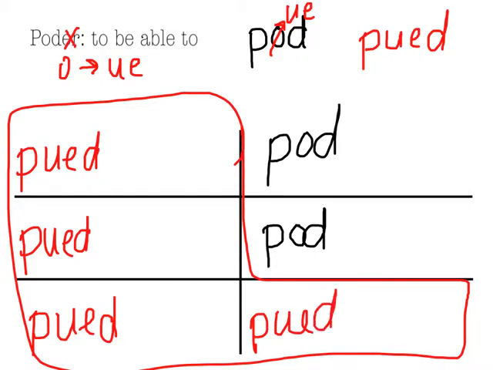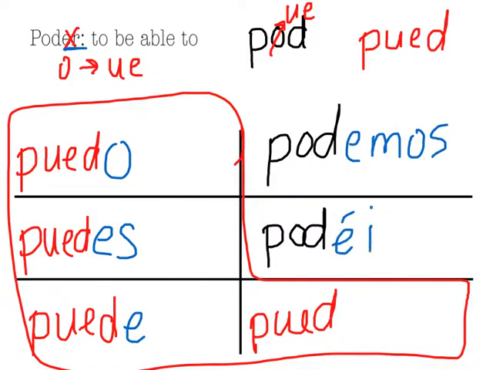And then we're just going to add the same endings that we always add. That's no different in that way, it's just the spelling change in the stem. So poder is an ER verb, we'll use our ER endings. So we have puedo, puedes, puede, podemos, podéis, and pueden. Please make sure that you have these examples copied down in your notes before continuing on to the verb empezar.